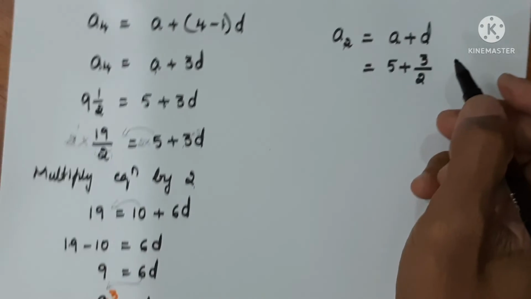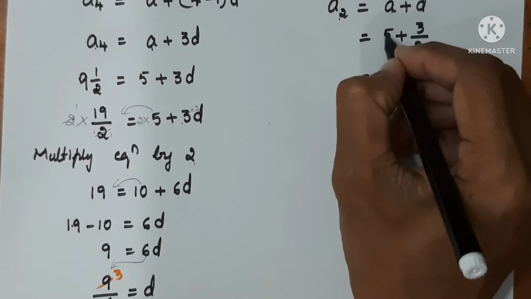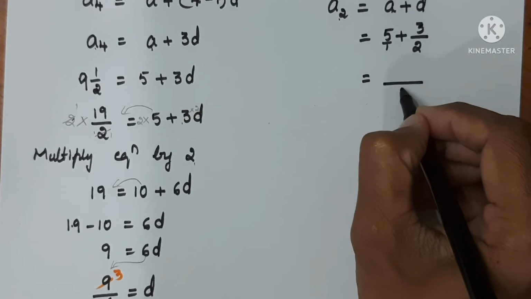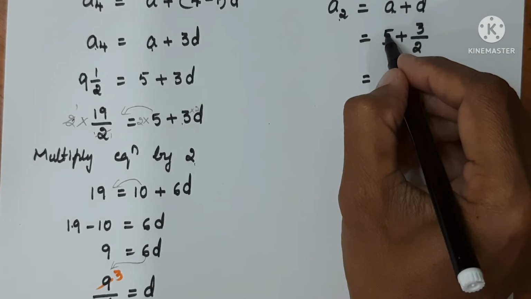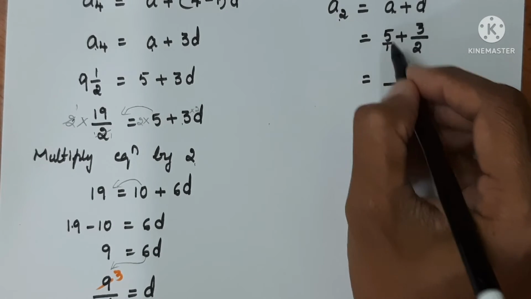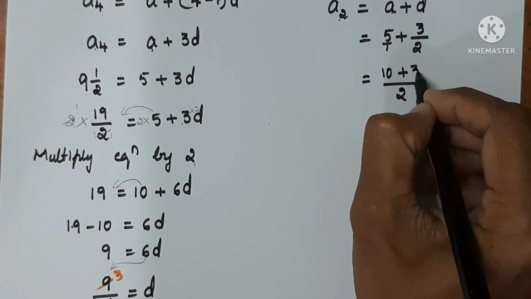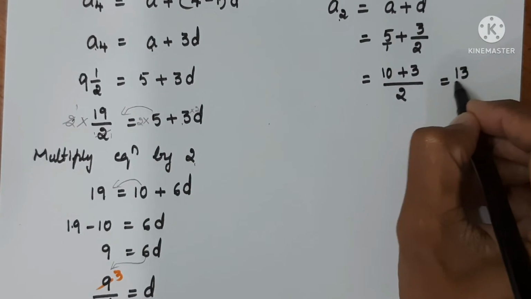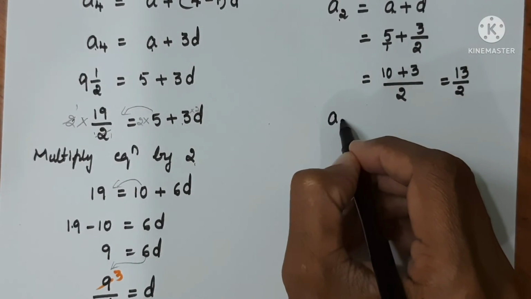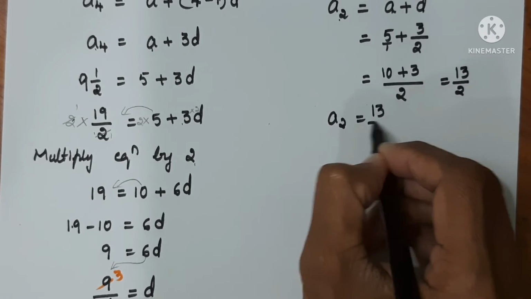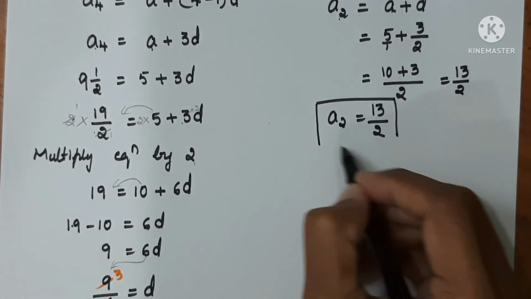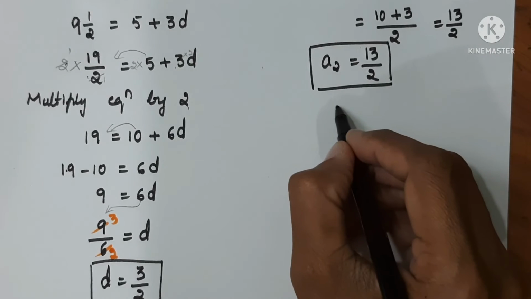First term is 5 plus common difference is 3 by 2. Here, since they are fractions we have to take the LCM. Here the denominator is 1, so the LCM is 2. Here we have to multiply by 2. 2 5s are 10 plus 3. 10 plus 3 will be 13 by 2. So the second term is 13 by 2.